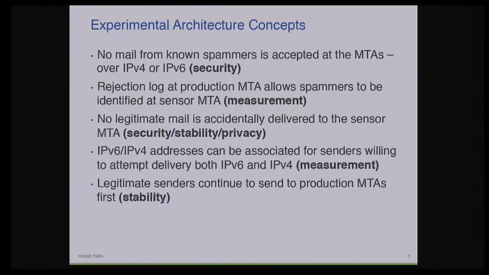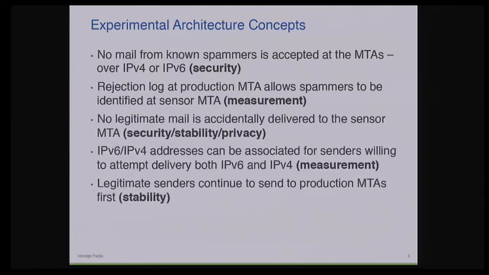Okay, the rejection log at the production MTA now allows spammers to be identified when they are making their connection attempts to the sensor MTA. Because you've logged those, you can now filter out the true positive attempts from those spammers. Okay, and also because we're sending resets on this sensor MTA, there's going to be no legitimate mail accidentally delivered to the sensor, so you don't get the case of, oh, I lost my mail. Why was that? Oh, because we lost primary connectivity at the primary MTAs. We don't want to have that kind of situation. I don't think anyone would like that.